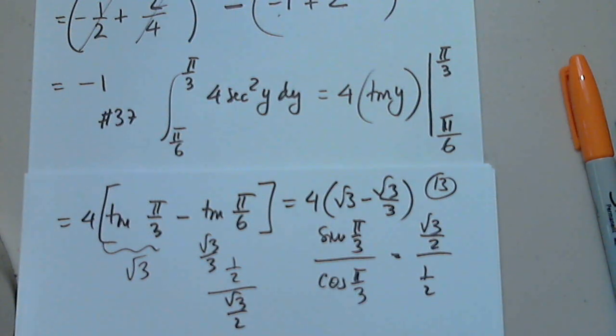But I will have 4 the square root of 3 minus the square root of 3 over 3. Be very careful not to put it under the square root. Take it outside, divide by 3, and close.